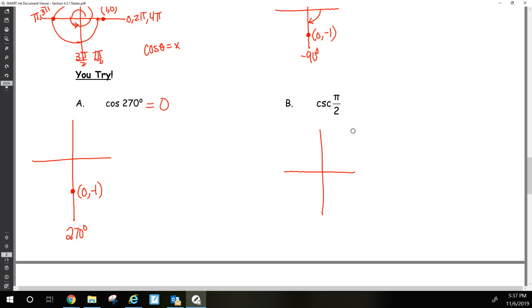All right, for cosecant of pi over 2, here's 0, here's pi over 2, pi, 3 pi over 2, 2 pi. So this one is pi over 2. Our point, again, x is 0, this time y is +1. Cosecant is the reciprocal of sine. Sine is y, so cosecant is going to be 1 over y. In this case, y is 1, so 1 over 1. Cosecant of pi over 2 is 1.